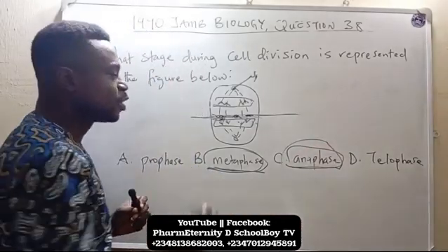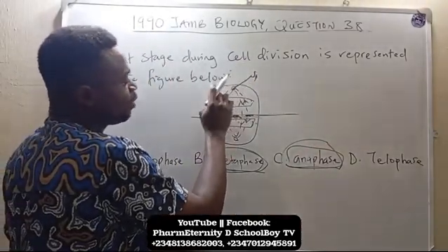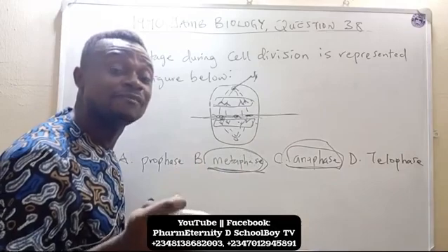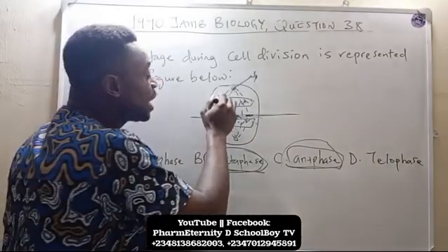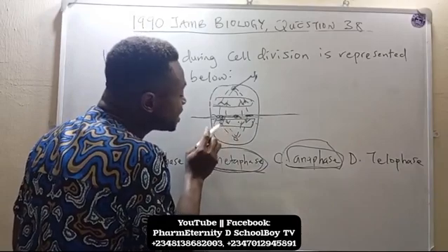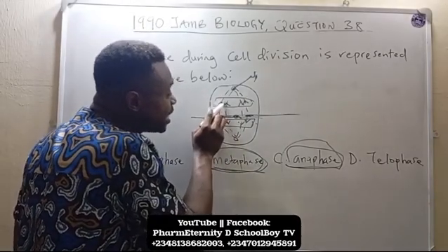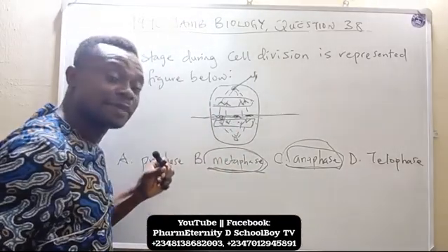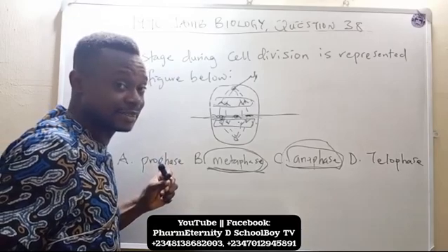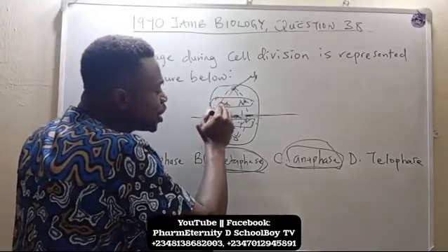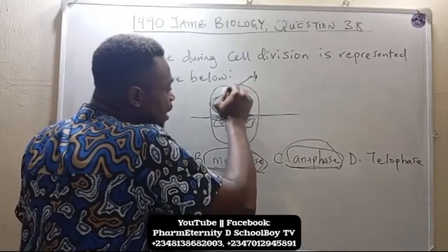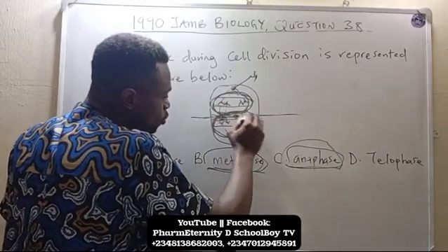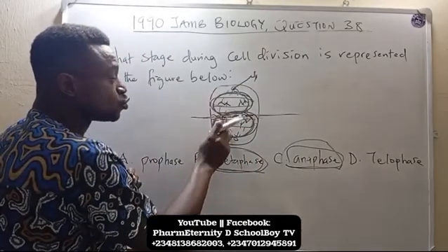What happens in telophase? After this movement towards the poles, the nuclear envelope forms, because each end now contains everything, the same content. It's just that they separated. Remember, the target is to form two daughter cells. So this will be enveloped by a nuclear envelope to form a separate nucleus. We now have two nuclei.